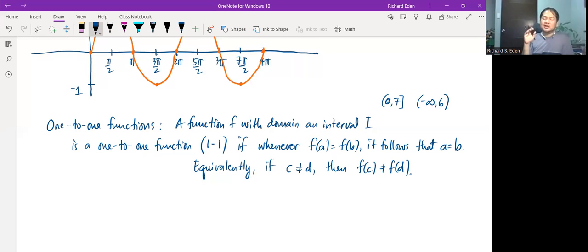Usually when we think of a function, we hardly talk about the domain. Okay, but for what I'm going to do later, I want us to be conscious of the fact that when we're talking about functions, there is a domain. Sometimes we just don't consciously think of the domain. Okay, so a function f with domain an interval I is a one-to-one function if whenever f of a equals f of b, and of course with a and b elements of I, so from the domain. Equivalently, if c is not equal to d, with c and d taken from I, then f of c is not equal to f of d.